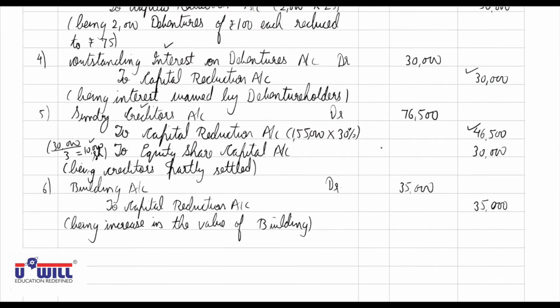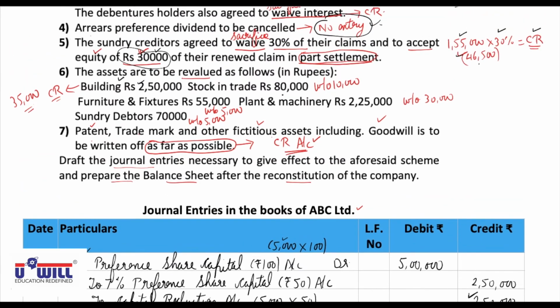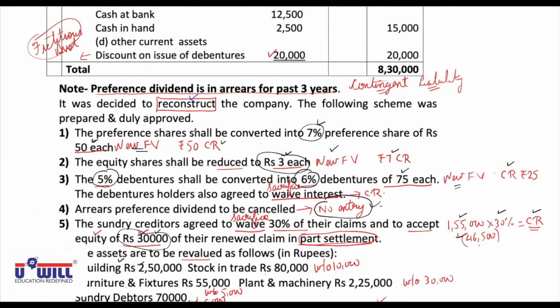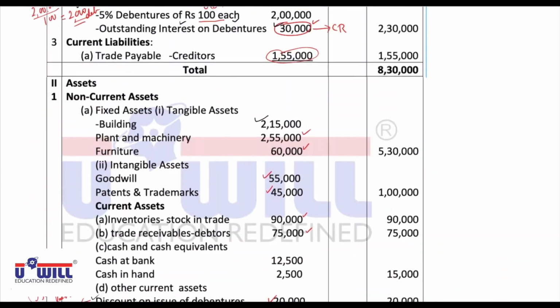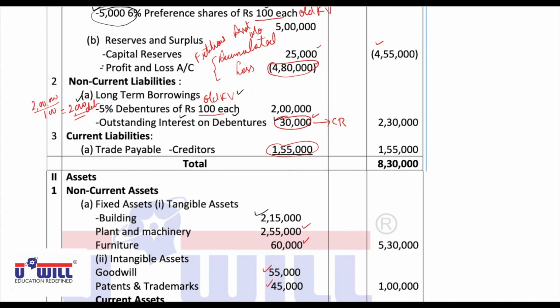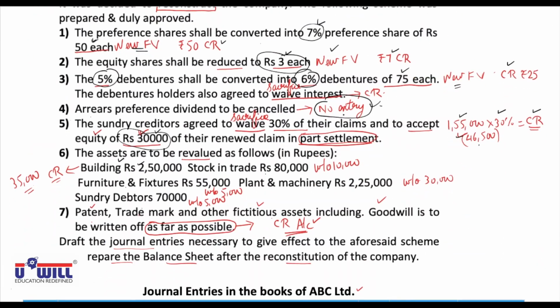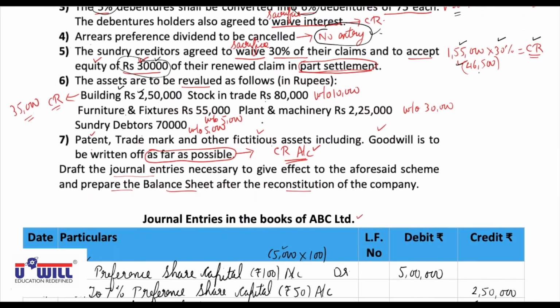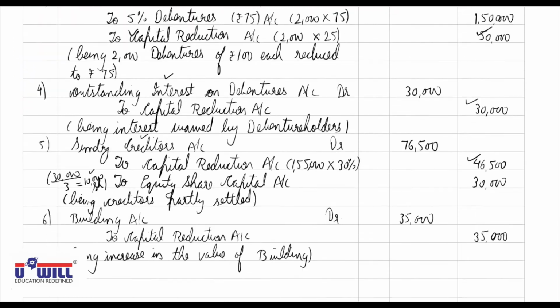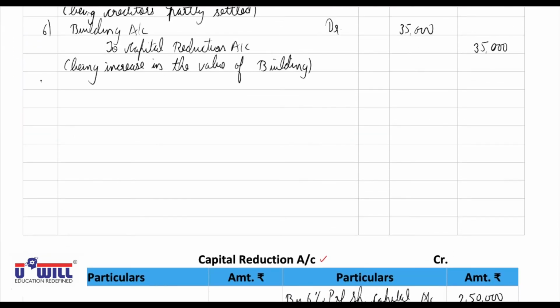Now all other assets are to be written off. So for writing off the assets, the entry is capital reduction account debit to all the assets which are written off. So what we will do is stock, furniture, plant and machinery, debtors, patents, trademarks, other fictitious assets, which means discount on debentures and P&L account, these both are other fictitious assets, and goodwill. As far as possible, all of them writing off will pass one entry only. So first you write down the journal entry for that.